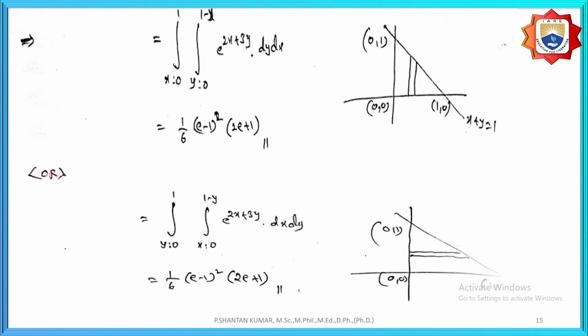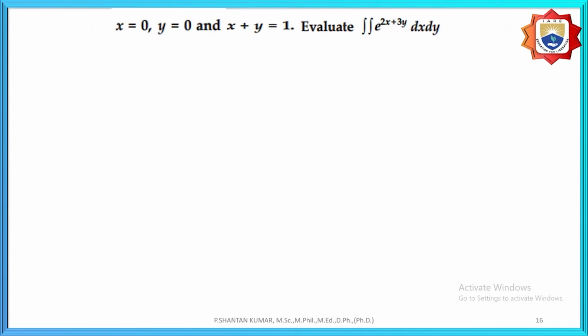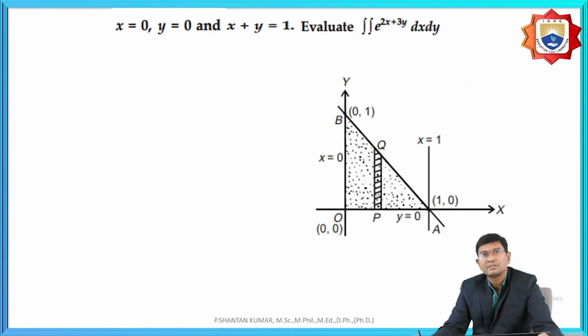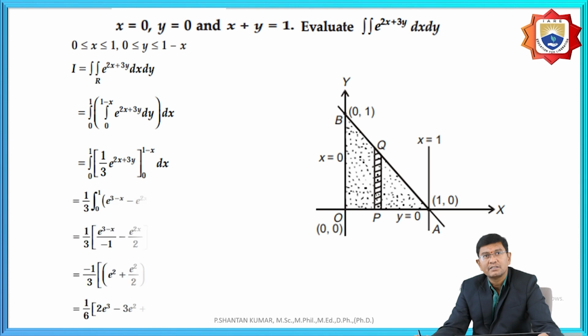Here the solution is simple, as we showed previously. This one is parallel to x-axis, and the first one is parallel to y-axis. The final solution is 1 by 6 into (e minus 1) whole square into (2e plus 1). And similarly, the same for this problem.